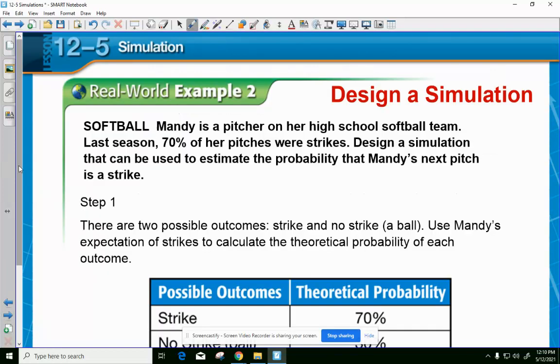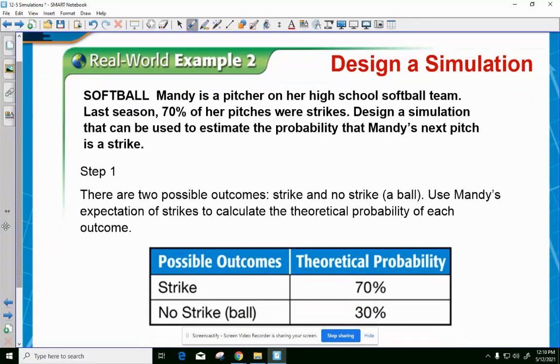So we're going to use this example first. It says Mandy's a pitcher on the high school softball team. Last season, 70% of all the pitches she threw were strikes. That's pretty good, right? 70% of all the pitches. We're going to design a simulation that can be used to estimate the probability that the next pitch that she throws is a strike.